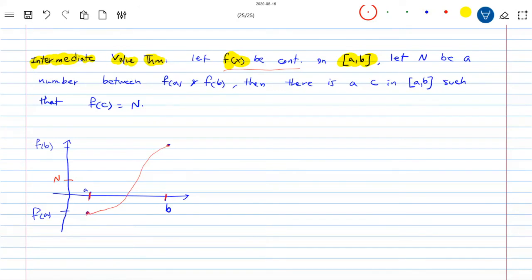So I'm going to do the simplest case. And it says, let n be a number between f of a and f of b. So here's f of b, here's f of a. Let n be a number in between. So I pick n somewhere here. What can we say is, since you connect these 2 points together, f of a and f of b, that means there must be some value in between.